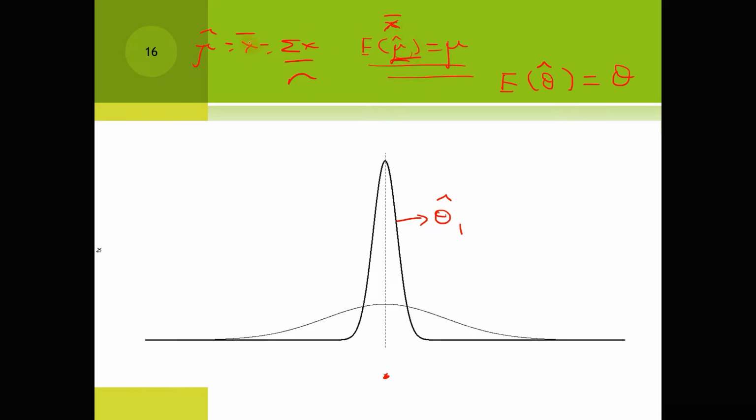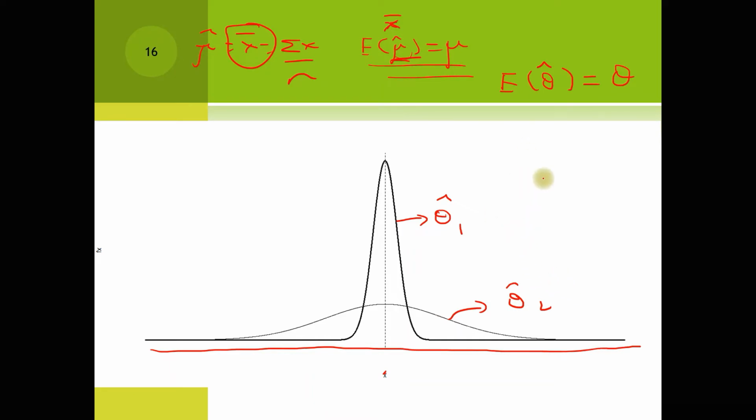Now, we all know that we can have a distribution for x bar. This is something that we learned earlier. So if we can have a distribution for x bar, it means that you can have a distribution for mu cap, or a distribution for theta cap, whatever it could be. So let's suppose for a moment that the scale that you have here is for theta cap 1, and not only for theta cap 1, but also for theta cap 2.